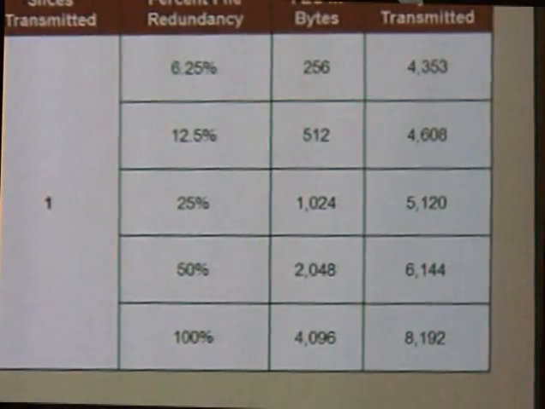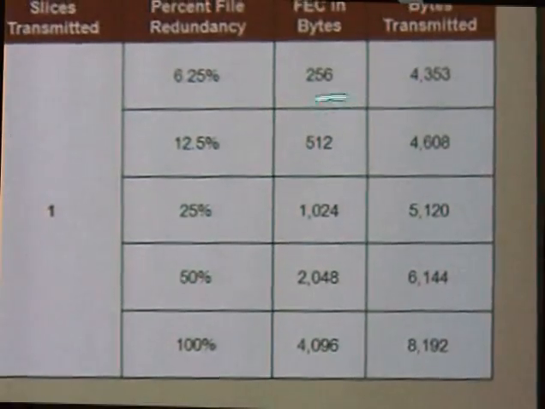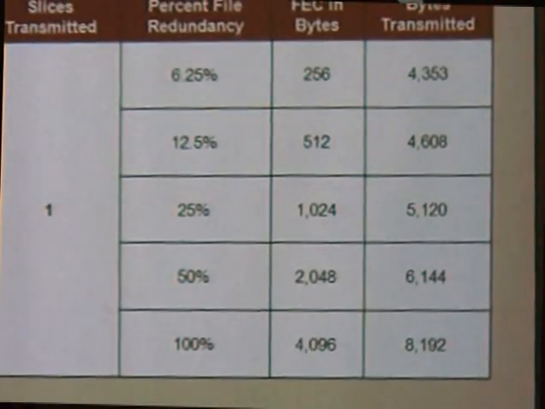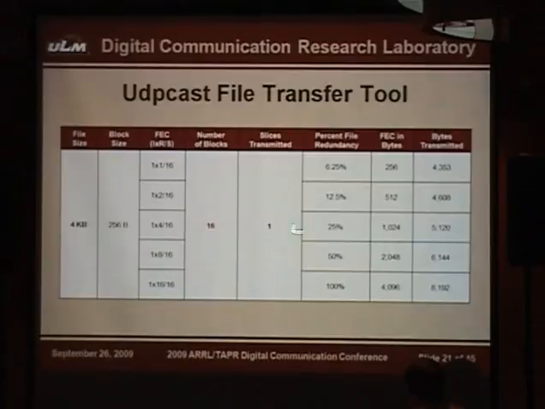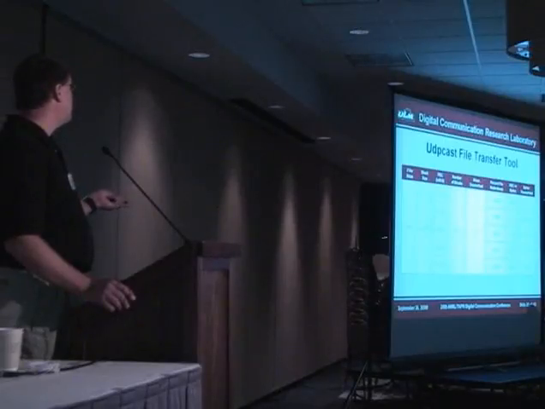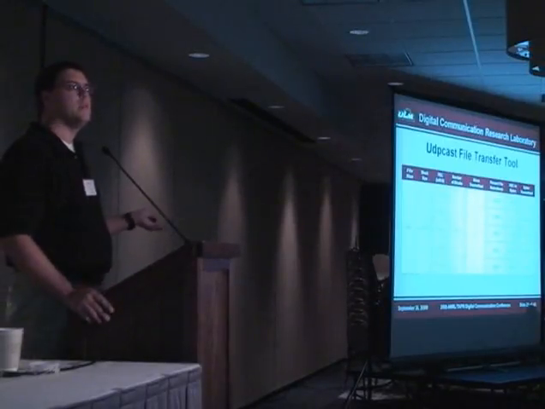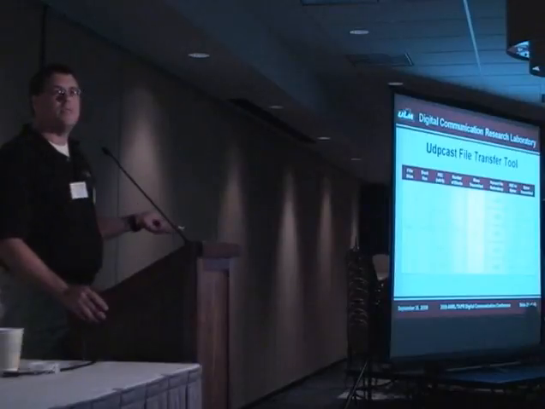When you compute that based on the original file size, 6% is 256 bytes, all the way up to 100% of the 4K file, which is 4K itself. Which means if I'm using a 50% redundancy during the transmission of this 4K file, I'm really transmitting 6,144 bytes. That's the additional FEC that was added. 50% of the original file is attributed to FEC. So even though I'm saying I'm transmitting a 4K file, I'm really transmitting 6,100 bytes roughly.